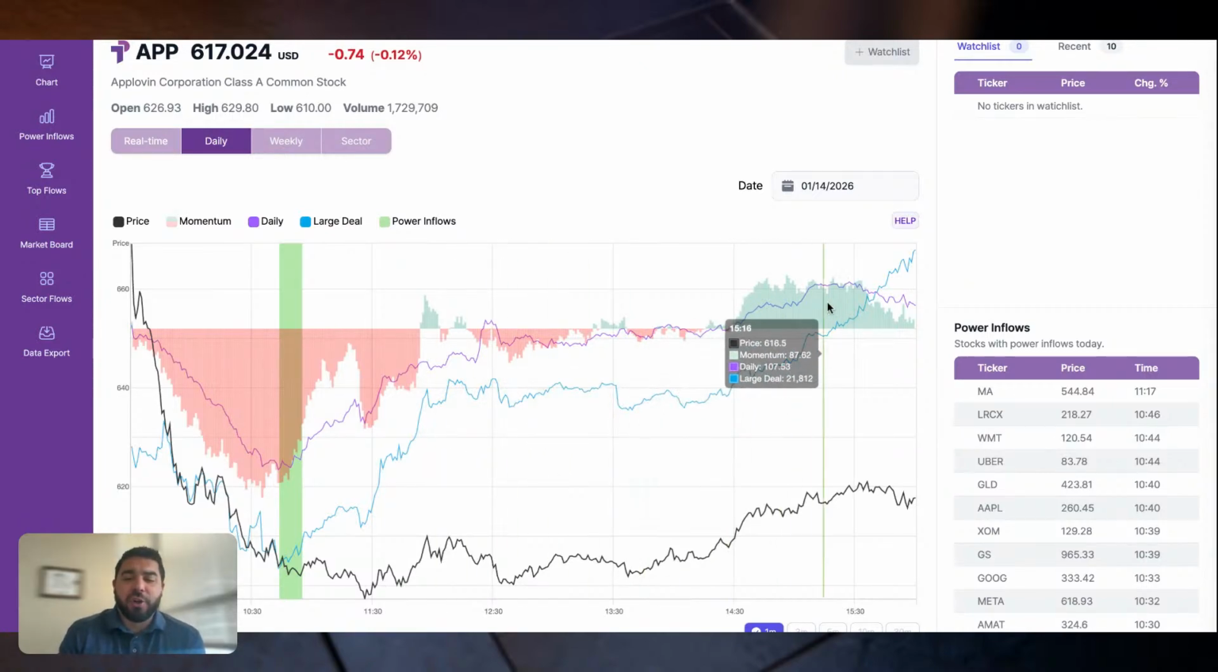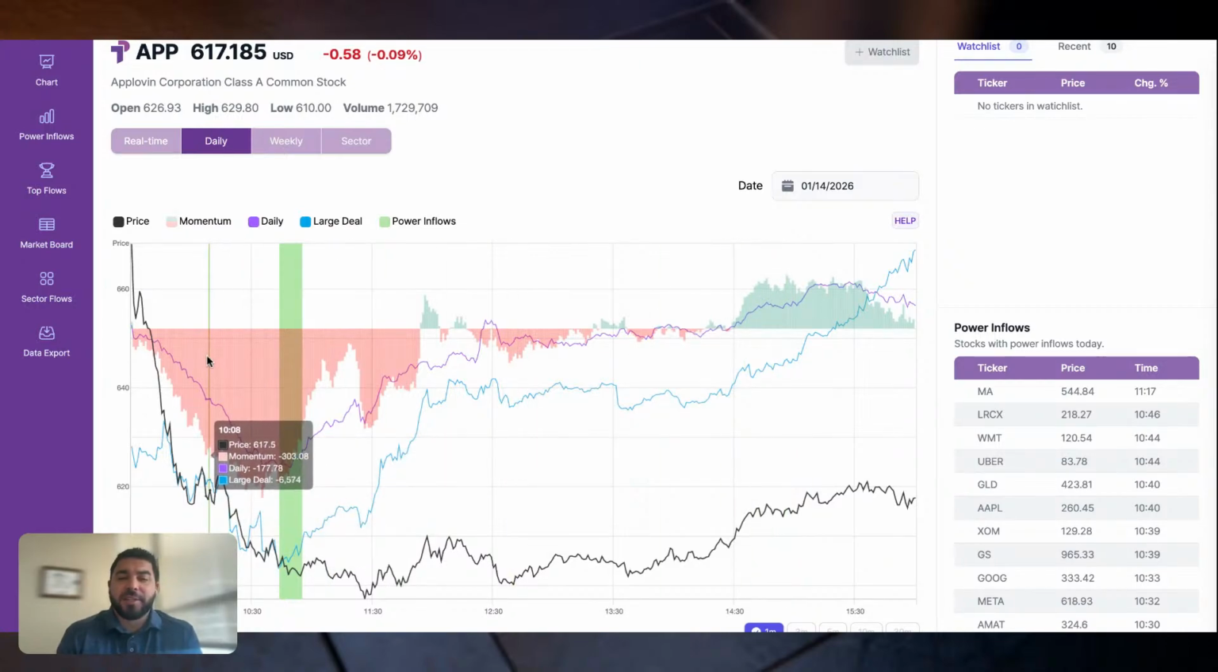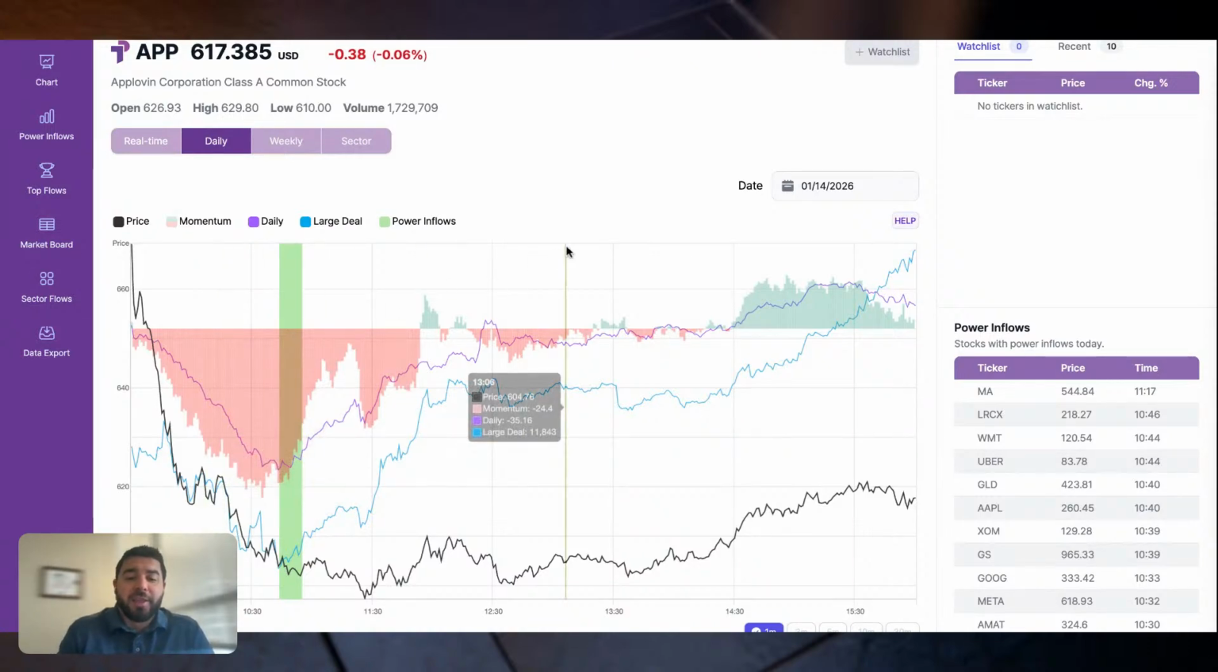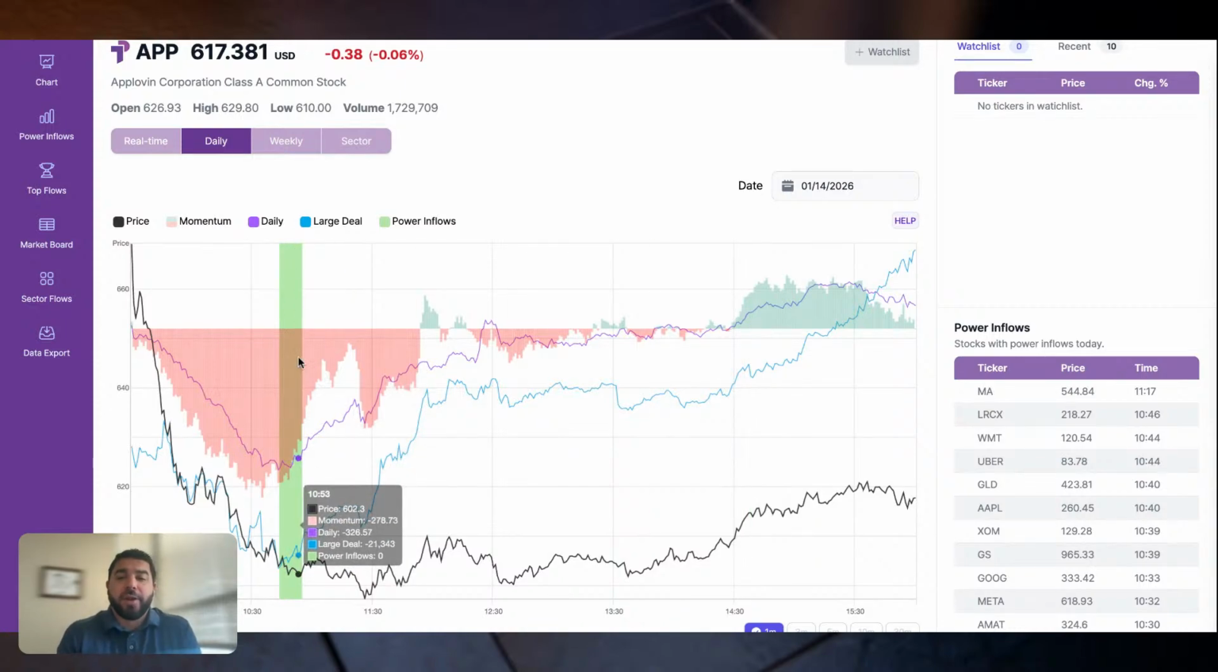Then the next thing I want you to notice is that green shade facing up, and towards the left, some of that red shade facing down. That's what we call the retail momentum order flow data. This is capturing the sentiment intraday on the retail side. The red shade indicates there's more selling than buying, and conversely, the green shade is saying there's more buying than selling on the retail side.